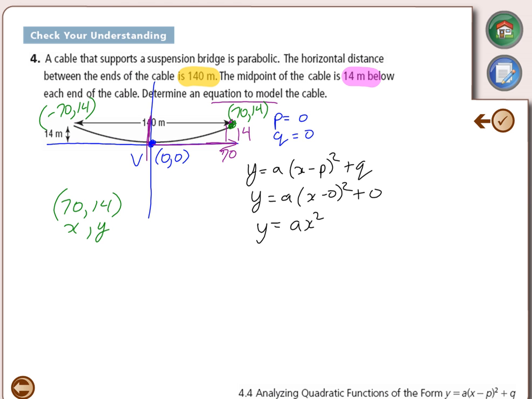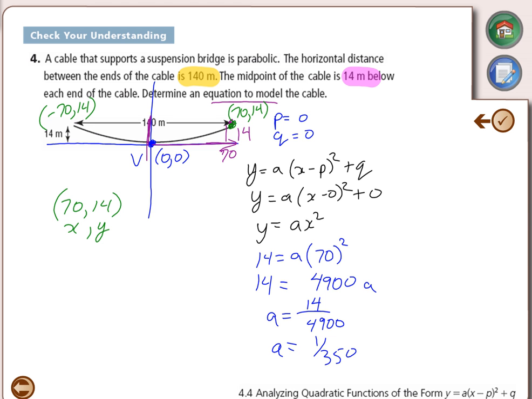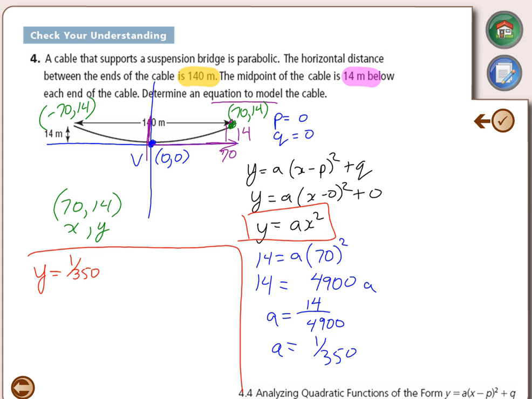And then all we do is plug it in for the x and the y, same as we did in the other one. So my y value is 14 equals a 70 squared. 70 squared is 4,900. 14 equals a times 4,900. Divide over the 4,900. A is equal to 14 over 4,900. Take that to lowest terms. And my A value is 1 over 350. Last thing we do is make our equation. We know y is equal to 1 over 350 x squared. Done deal.